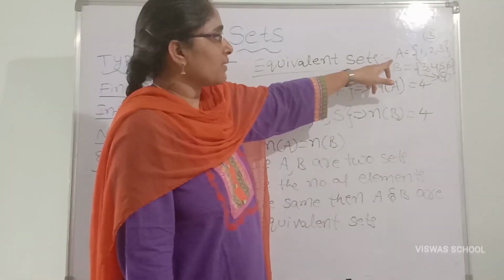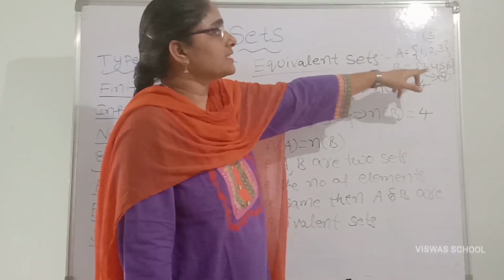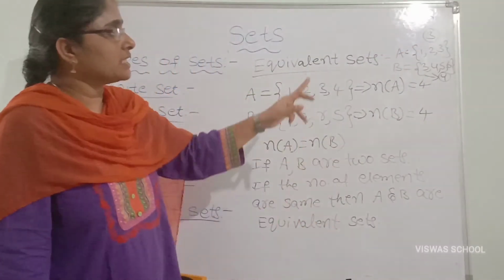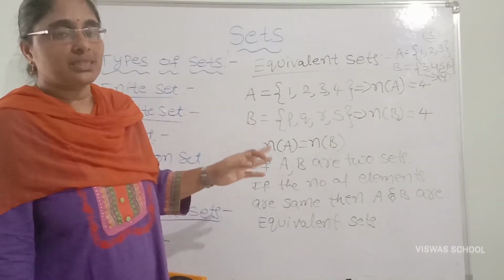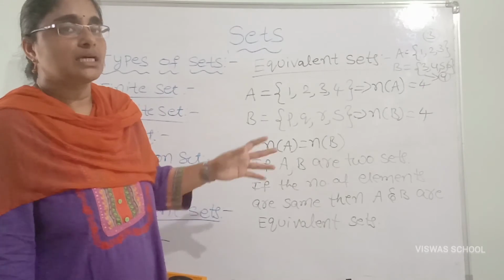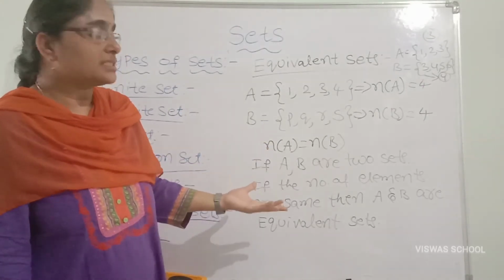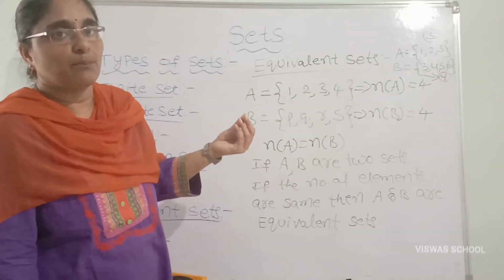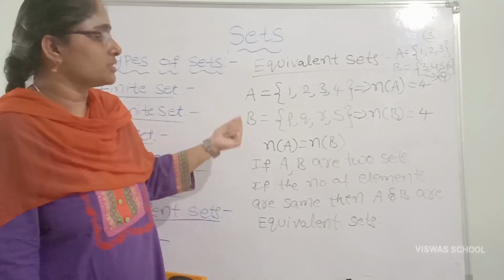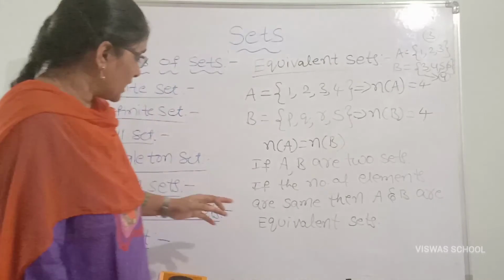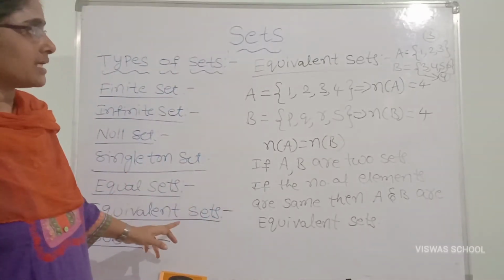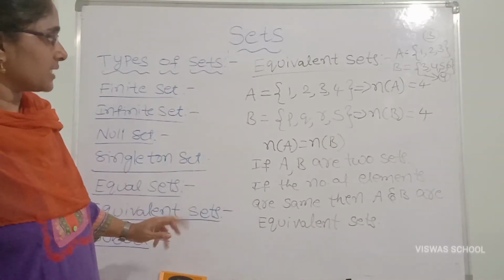That is, the number of elements in set A and set B are not equal. That's why these are not equivalent sets. When are sets equivalent? If A and B are two sets, and the number of elements in both sets are equal, then we say these are equivalent sets. This is the difference between equal sets and equivalent sets.